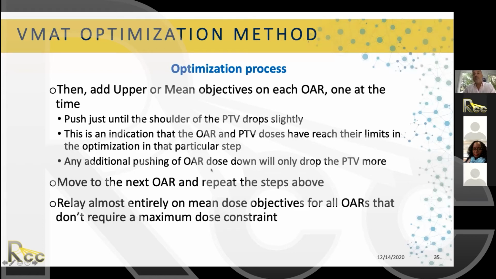And any additional pushing down of the OR dose will only drop the PTV more. So you need to know when to stop. If you see that by pushing more the structure, the PTV is already suffering, you stop right there, because we will be able to later on improve both if you need to. And then when you're done with that structure, you move to the next OR and you repeat the same step. Basically, you rely almost entirely on the mean dose objective for all the ORs that don't require maximum dose constraint.